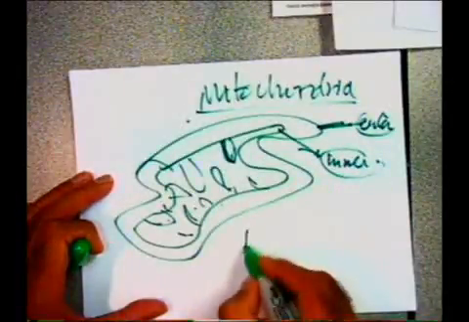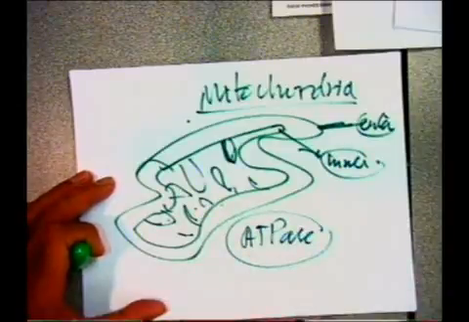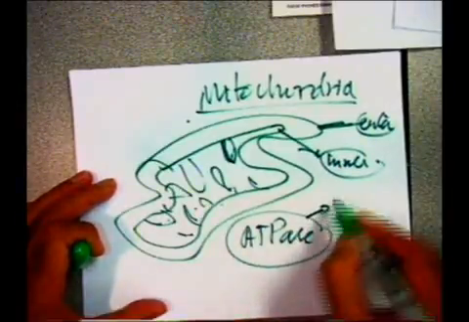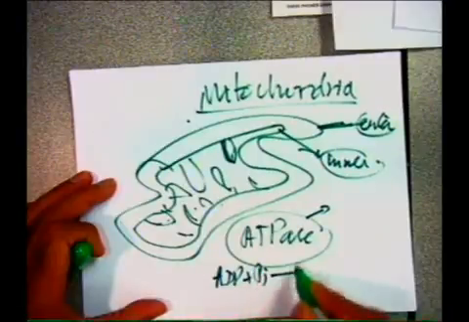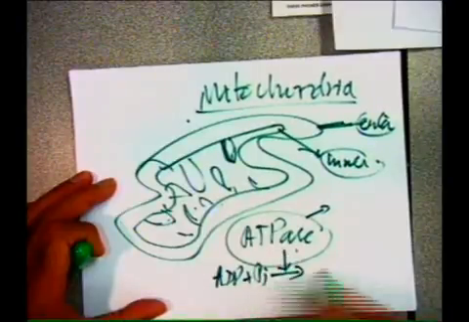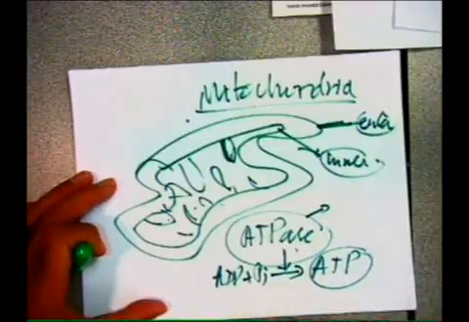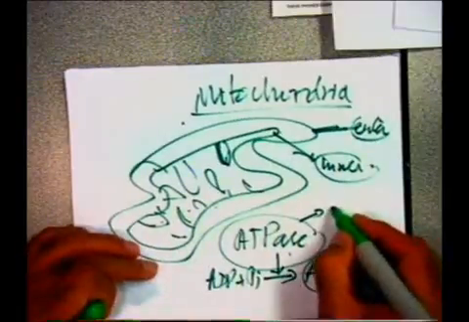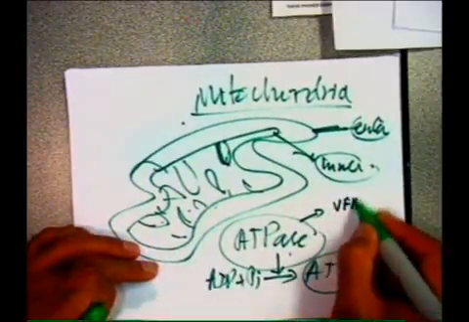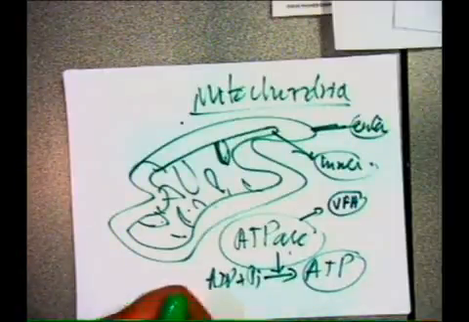The inner membrane has the ATPase enzyme. This ATPase enzyme will produce ATP from ADP plus Pi. The ATPase enzyme will act on this compound, and then it will produce the ATP molecule. That's the energy currency. This enzyme will act if you have more unsaturated fatty acids, which will flip-flop.